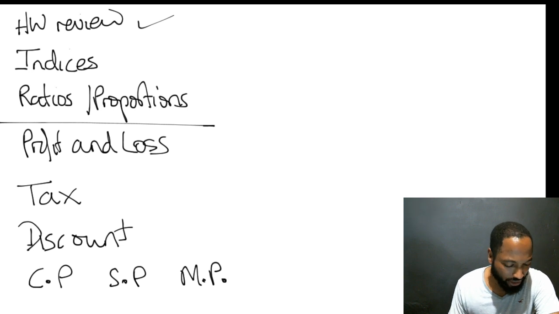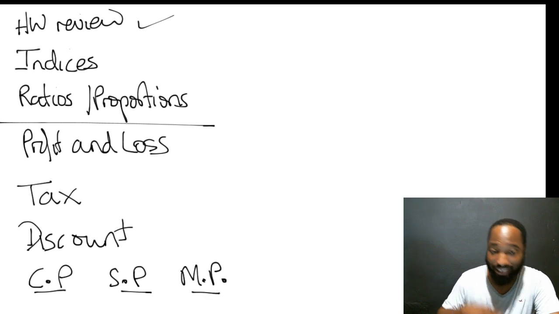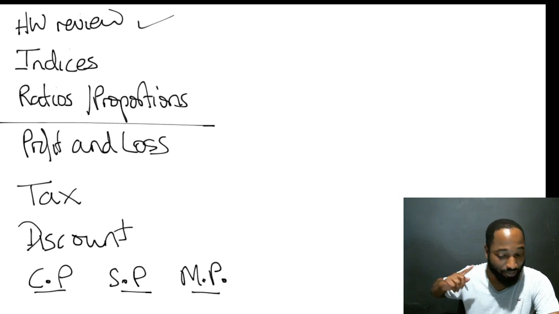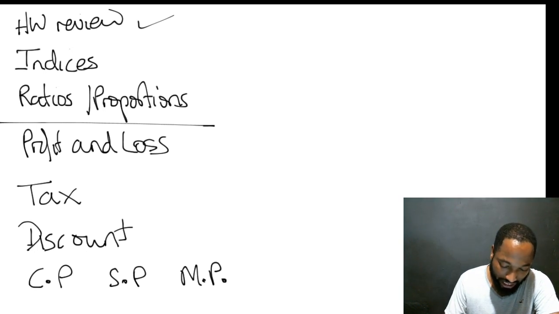So cost price, selling price, and MP, marked price. We want to talk about the difference between those three. These things really tie up some students. Cost price versus selling price versus something called marked price. When that marked price comes into the dance, people just lose marks silly. Alright, so we're going to look at these for sure this evening.